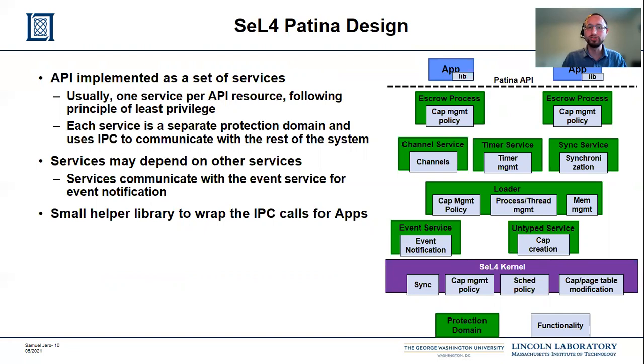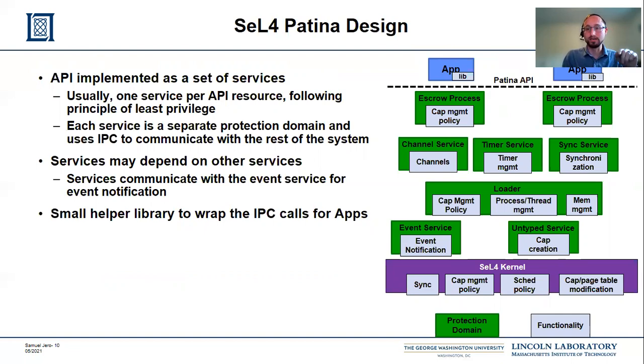Now, what you notice here is that usually you have one service per API resource, and this is following the principle of least privilege. Then each of these services is a separate protection domain and uses IPC to communicate with the rest of the system. Further, these services may depend on other services. So, for instance, the event service is used by a number of other services in the system, including the timer service and the channel service for event notification. Finally, we have a small helper library that applications can link to that basically just wraps these IPC calls so that applications don't worry about having to serialize or deserialize IPC messages.